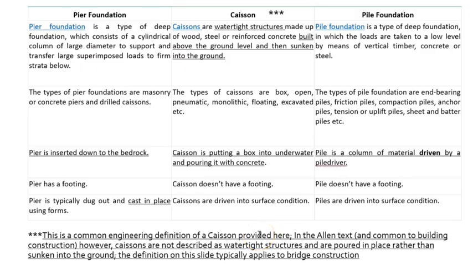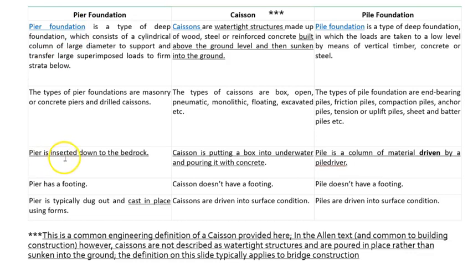All right, this chart, there's often some confusion between the difference between piers, caissons, and piles, and there's also some differences even within the engineering community as to how they describe it. In the Allen text, caissons are described in one manner, but then in common engineering, they're actually described a little differently. So I'm not going to read this entire chart to you, but I will kind of pick out the highlights here.